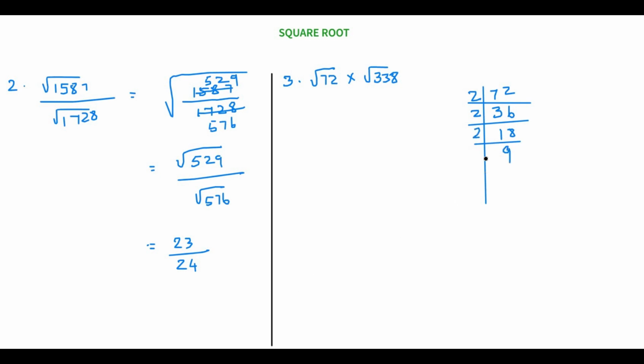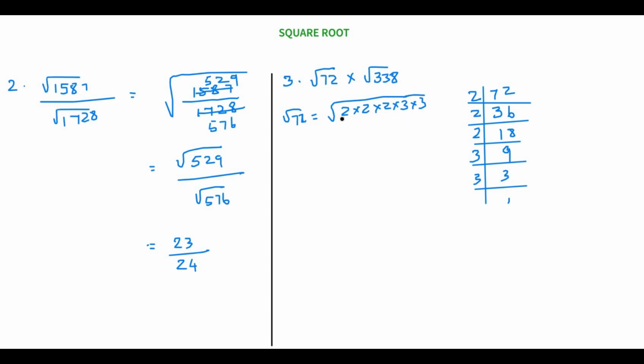9 is not divisible by 2, but 9 is divisible by 3. So 3 times 3, and again 3 is divisible by 3. So we have got the square root of 72. The square root of 72 equals the square root of 2 times, how many 2's are there? There are 3 2's and 2 3's. Right? So we have got this.